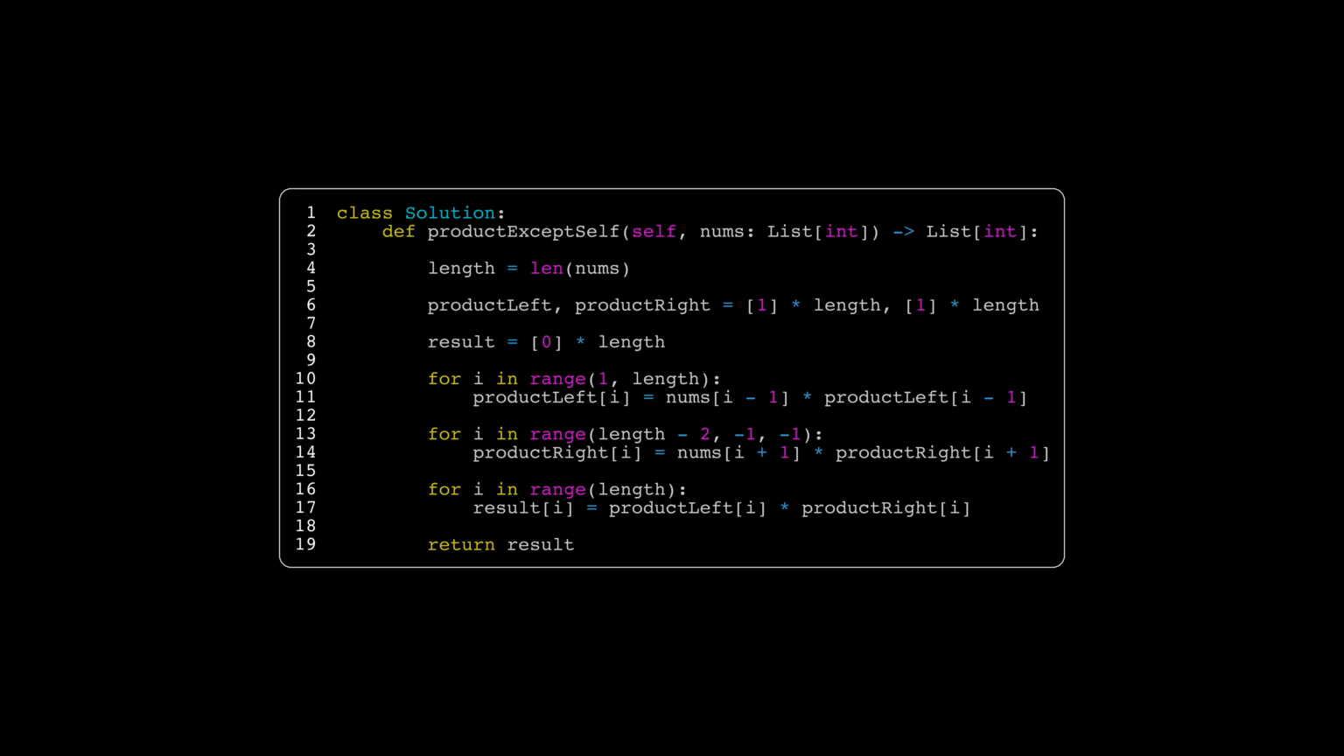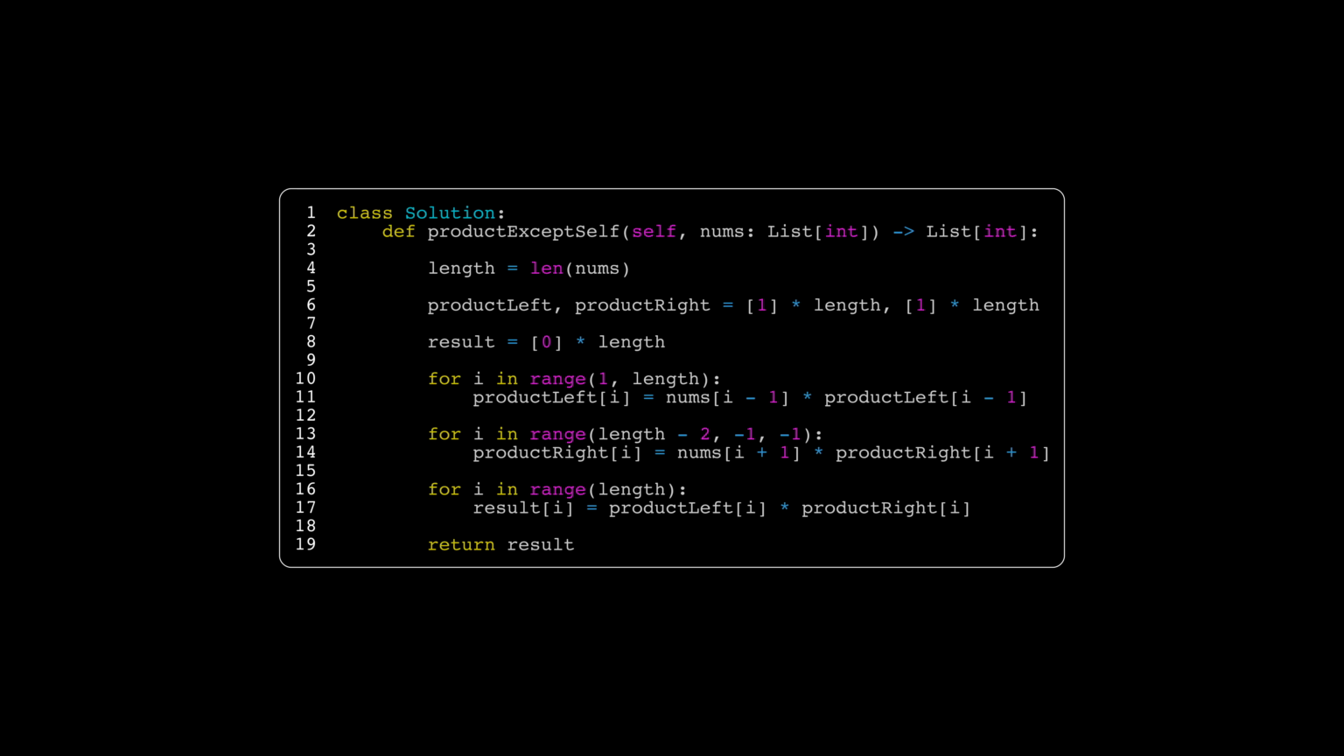Next, we compute the right-hand products. This loop runs in reverse starting from the second to last index. For each iteration, we multiply the next element in nums with the next element in right product, populating our right product array. With both the product left and product right arrays ready, we now loop through the result array.